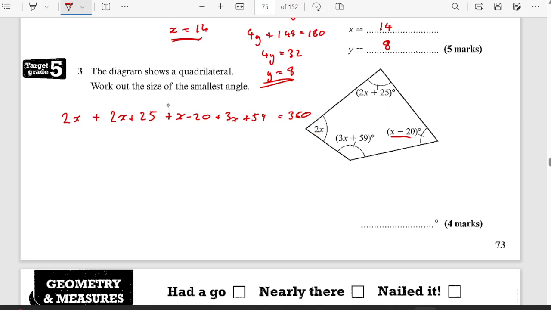So my next stage then is to add up these angles. So I'm going to collect my x terms. So I've got 2 plus 2 plus, that's 5, 6, 7, 8. So 8x. And then my number part, 25 minus 20 is just 5, plus 59 is going to be 64. And that's got to be equal to 360. So 8x has got to be equal to 296.